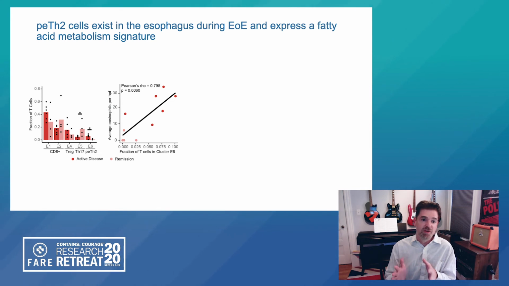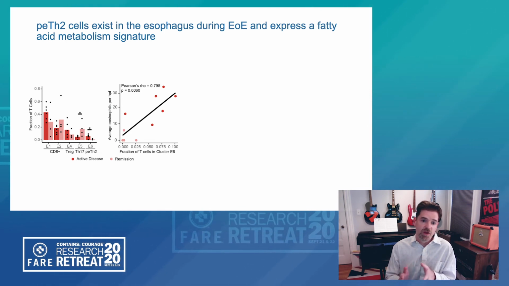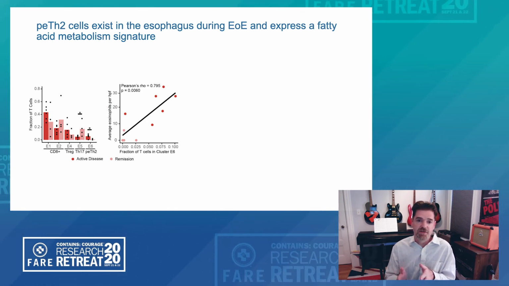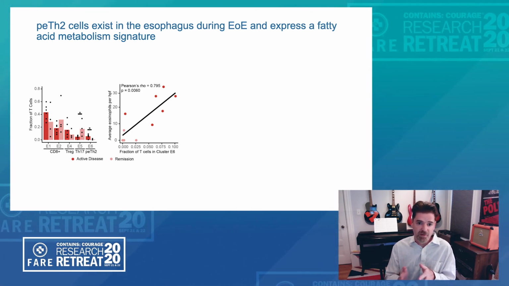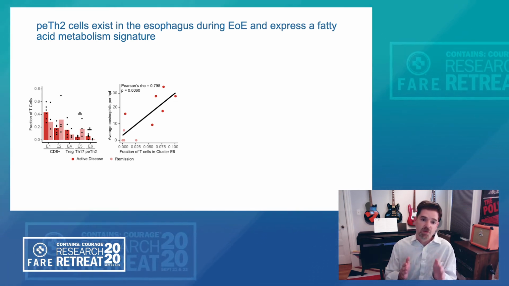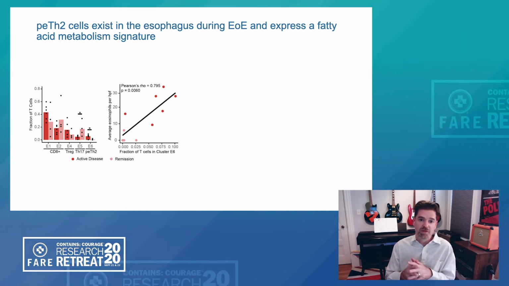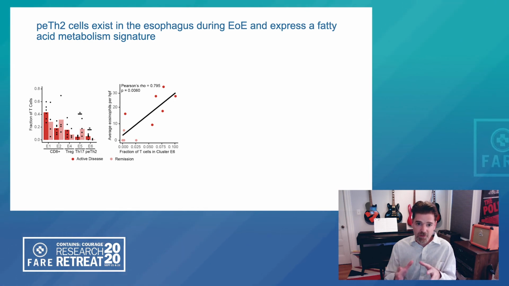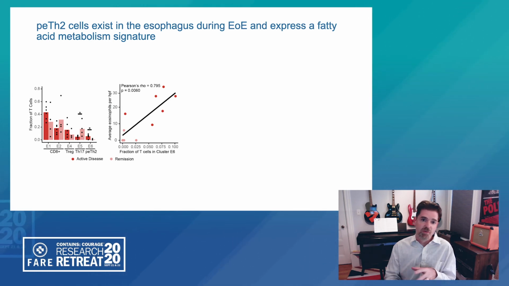Interestingly, in remission, there's a higher population of the Th17 cells. In the center panel, we can also see the relationship between the fraction of the T cells in this pathogenic effector Th2 population in relation to the eosinophils based on immunohistopathology. So looking at the sample, we can now see there's a strong correlation between these two population groups.